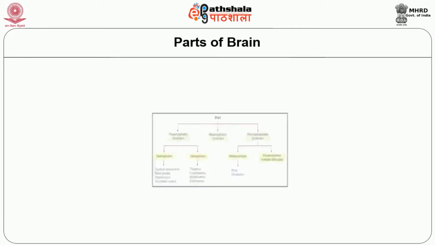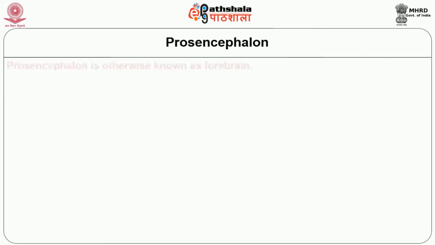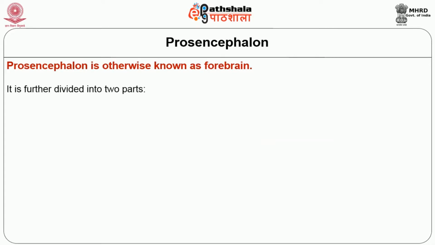Now we are going to see about the parts of the brain. The brain consists of three major divisions, which is clearly given in the figure. They are Prosencephalon, Mesencephalon, and Rhombencephalon. First, let us see Prosencephalon. It is otherwise known as forebrain, and it is further divided into two parts as telencephalon and diencephalon.